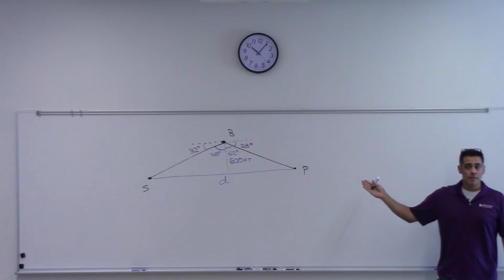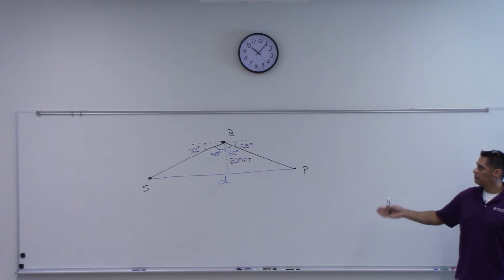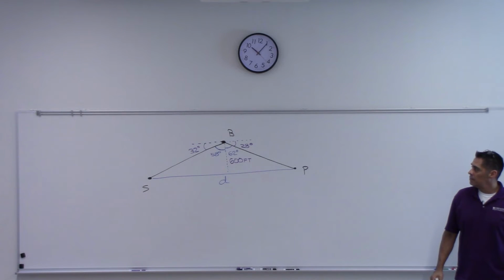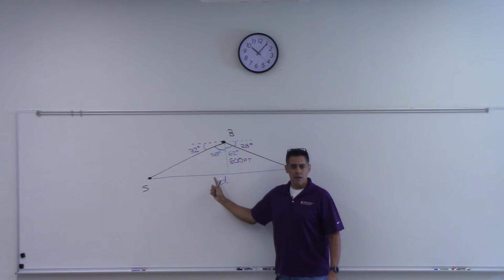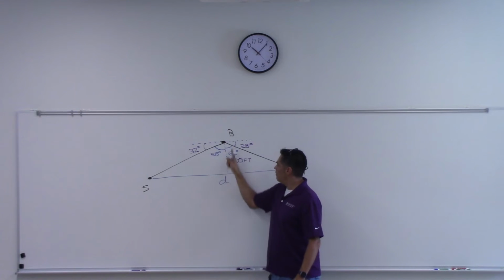We can do that, yes? Now what? Split D into 2 different sections. Why don't we just look at this as 2 different right triangles? We have one right triangle here, and a different right triangle here.